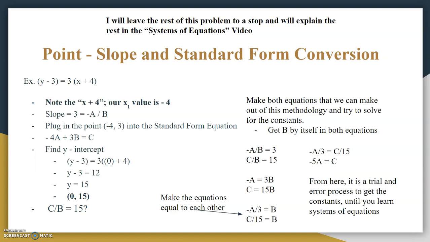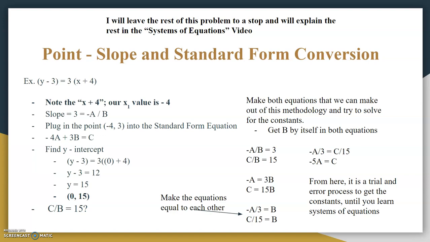Let's take a look at this problem. y minus 3 is equal to 3 times (x plus 4). Note the x plus 4. This tells us that our x1 value is negative 4. The slope is equal to 3, which is equal to negative a over b. Let's plug in the point into the standard form equation to see how much we know. Negative 4a plus 3b is equal to c.